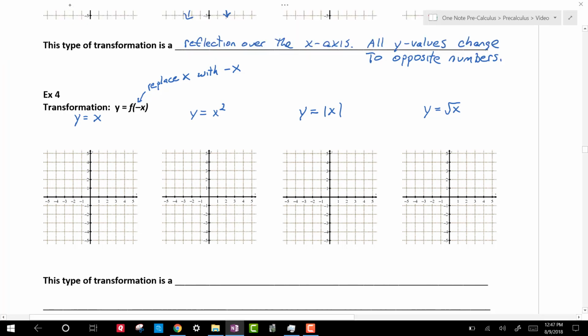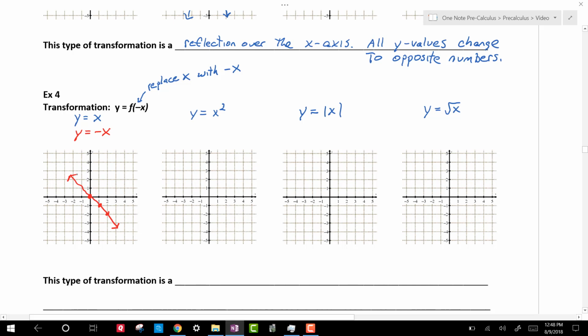x with negative x. So if you look at the linear function, if I take out the x and replace it with negative x, I still get y equals negative x. Well, we just got done graphing that one. So the linear function doesn't change when I replace x with negative x. I still get a y-intercept at 0, 0 and a downward slope of 1 to 1, just like that.